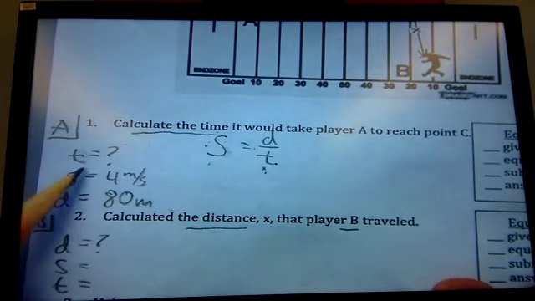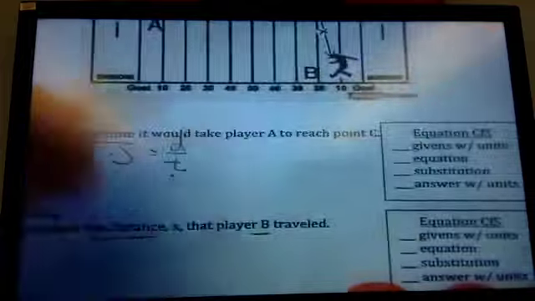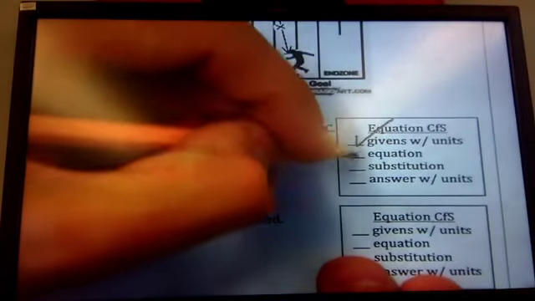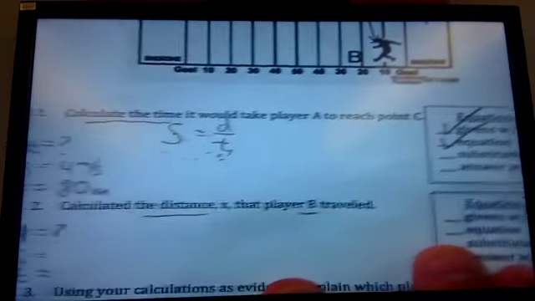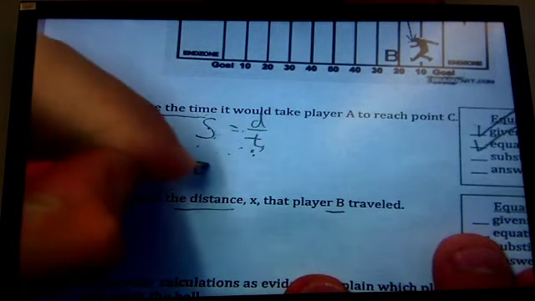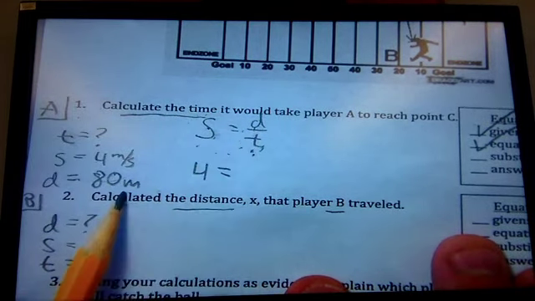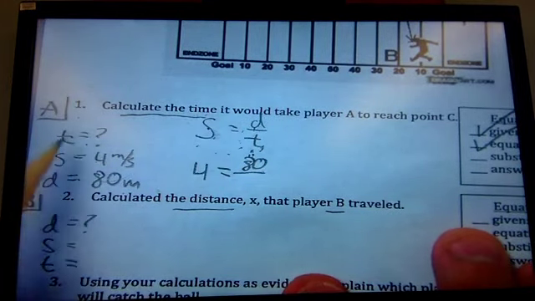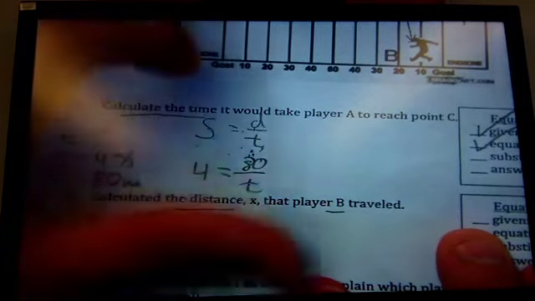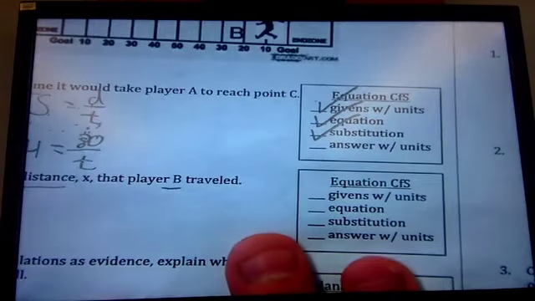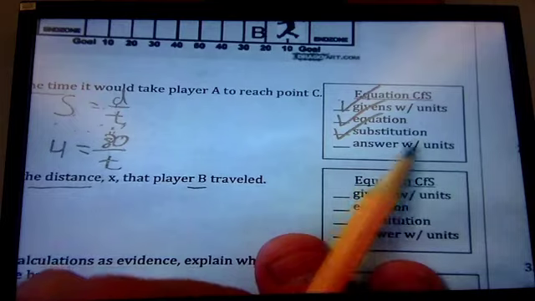When I list out the variables that I want and what's given, that's what I mean by listing your givens with units. Next, we write the equation we're going to use. The equation is already written here. I'm going to go ahead and place a check. Next, we substitute the values of the givens into the equation. S, it says, is 4. D is 80. And T is question mark. That means I don't know it, so I'm going to leave T alone. Next, I have to solve and provide an answer with units.